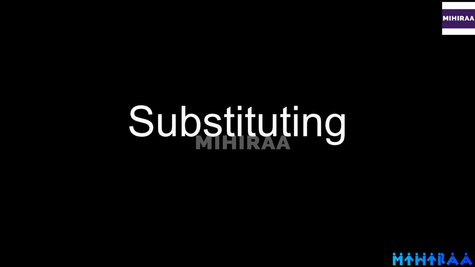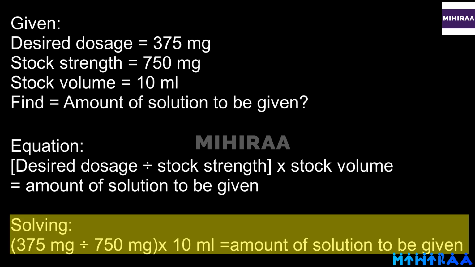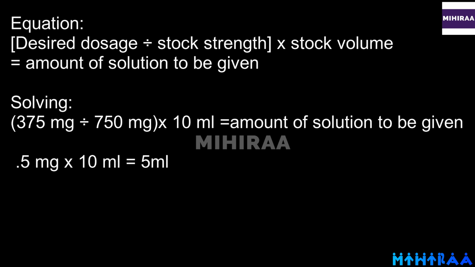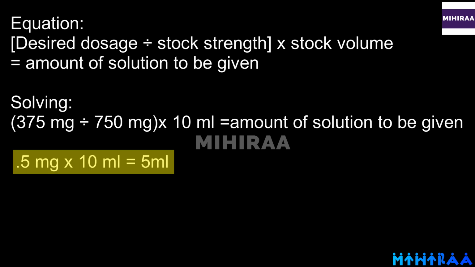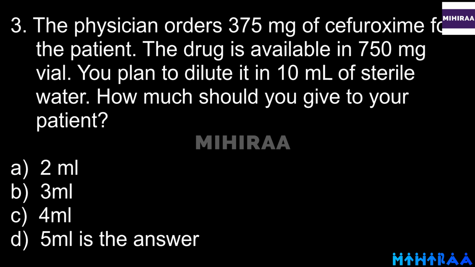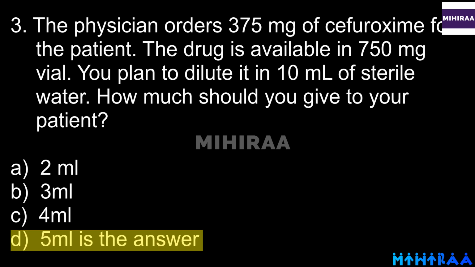Substituting the values to the equation: 375 milligrams divided by 750 milligrams times 10 milliliters equals amount of solution to be given. When solving the equation, we get 0.5 times 10 milliliters equals 5 milliliters. And the answer is D. 5 milliliters.